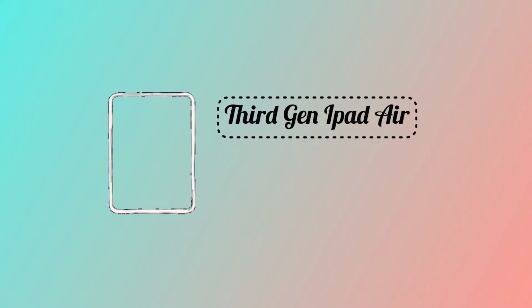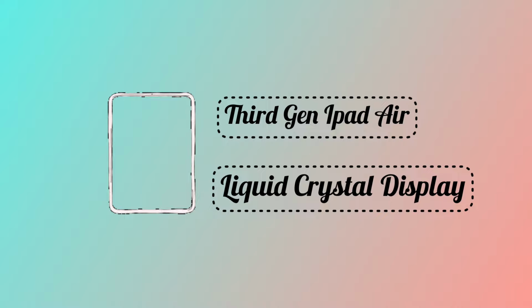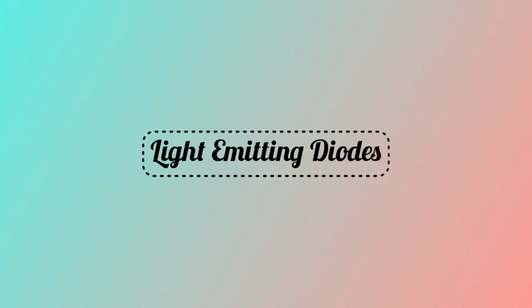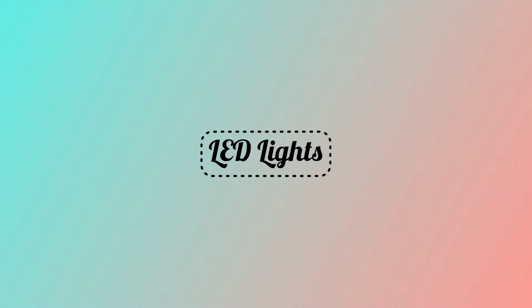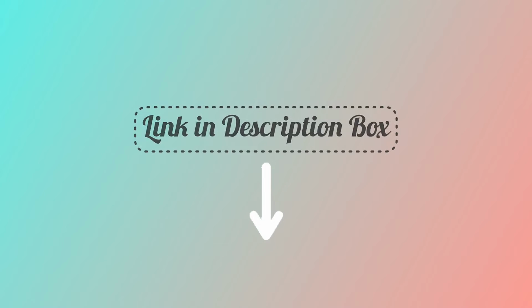Before anything else, what you will be seeing today is the screen of a third generation iPad Air. It has a liquid crystal display or LCD, which is backlit by light-emitting diodes or LED lights. I will not bore you with the science of it all, but if you are curious, I will be leaving a link in the description box below that will show you how LCD screens work.